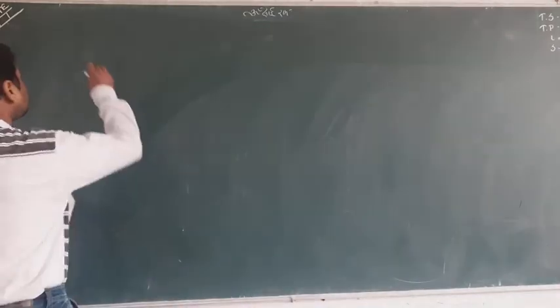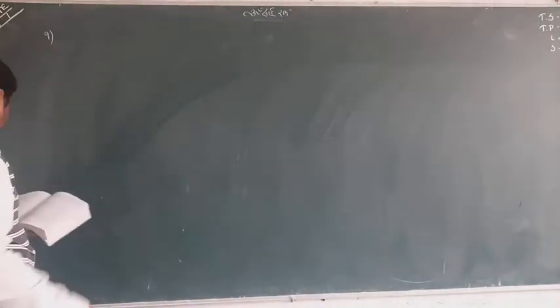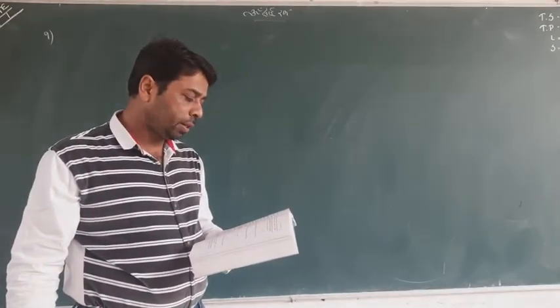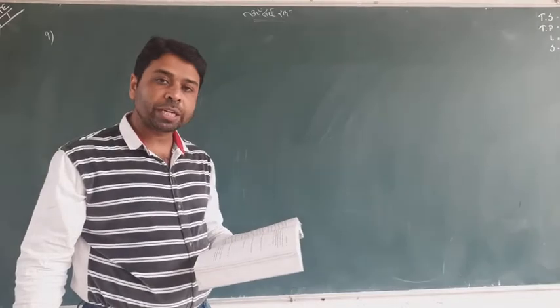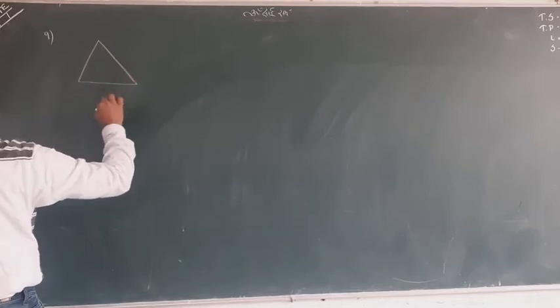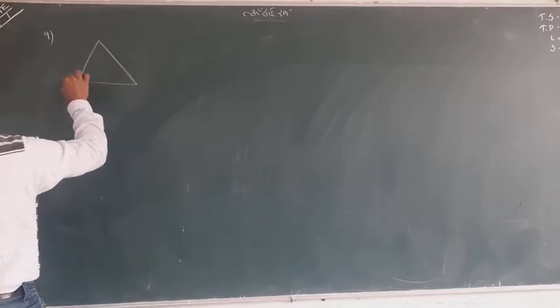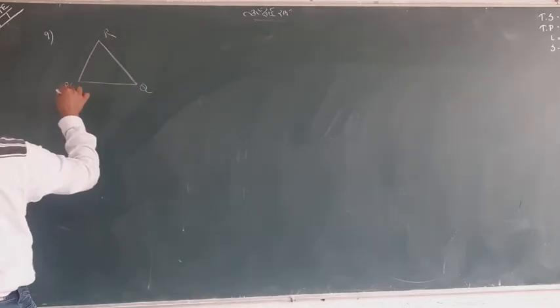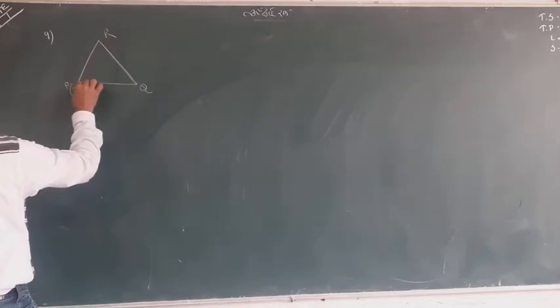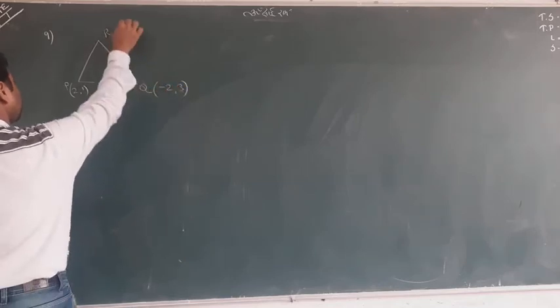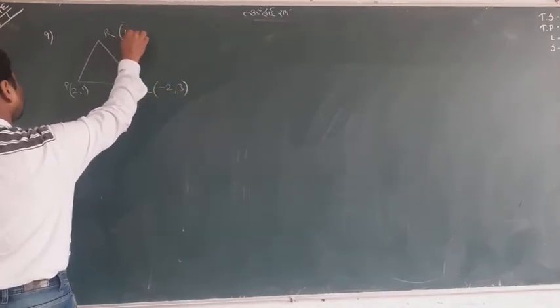So first I will tell you question number 9. The vertices of triangle PQR are given. Find the equation of the median through the point R. Very easy question this is. Let me make the picture. Suppose this is P, this is Q and this is R. P is given as 2 and 1. Q is given as -2 and 3. And R is given as 4 and 5.